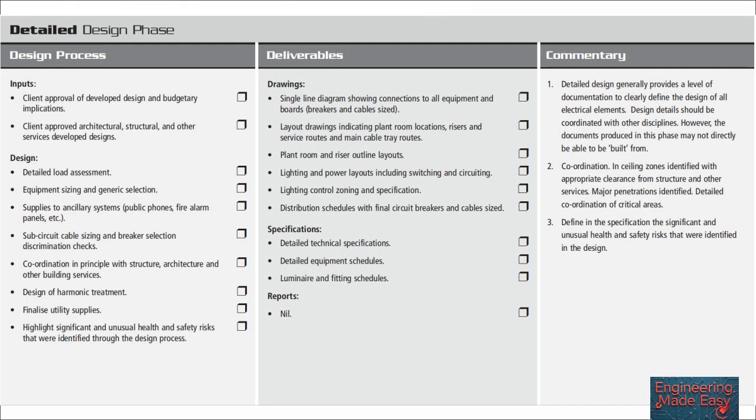The tasks get incredibly granular here. We're sizing the smallest final circuit cables and doing what are called protection discrimination checks. That's a fancy way of making sure that if there is a small fault, it only trips the closest circuit breaker and doesn't knock out power to the whole building. So the deliverables you see are now 100% complete. Every single component is specified. Every breaker is sized. It's the comprehensive blueprint.